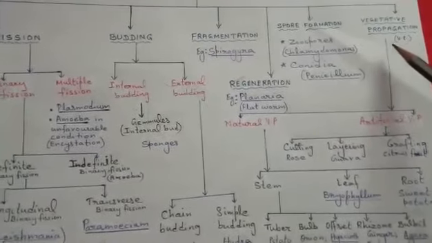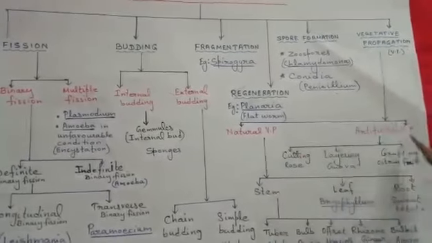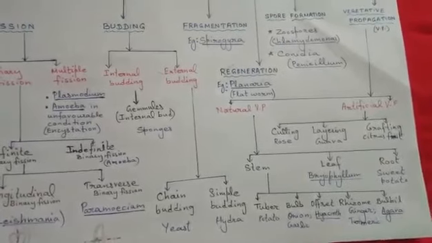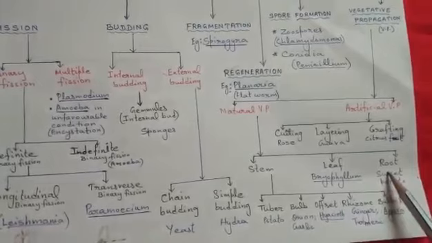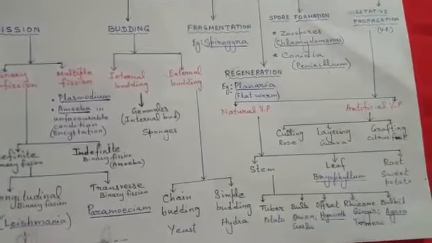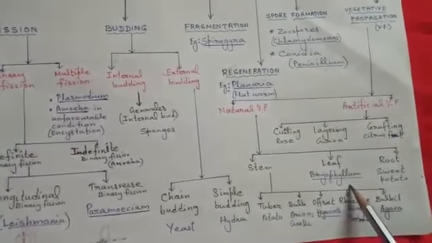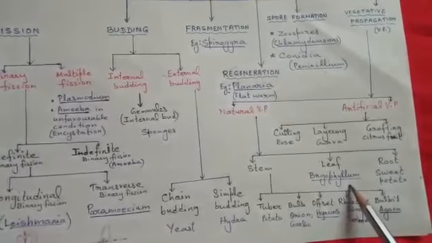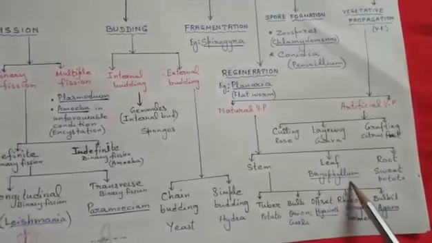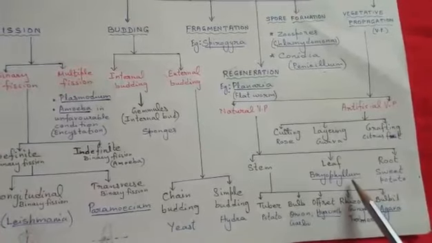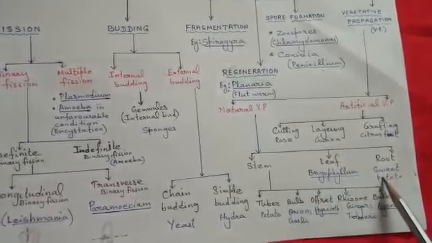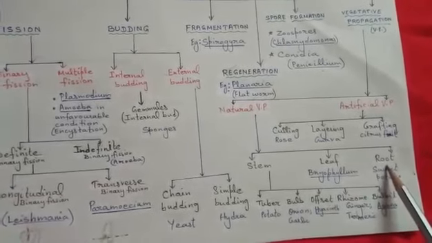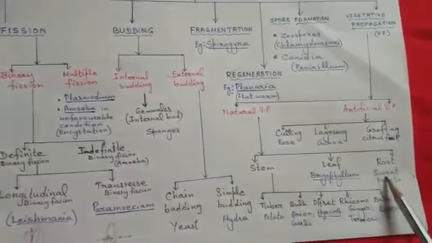This vegetative propagation can be natural or artificial. Natural vegetative propagation can be through stem, leaf, root. And you have already learned that bryophyllum is the plant where the new progeny forms from the leaf. And you can see sweet potato, which is a root and gives rise to a new plant.